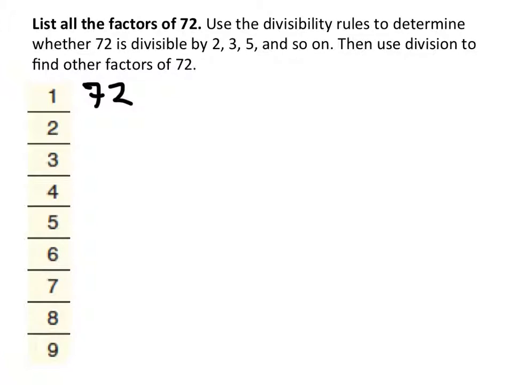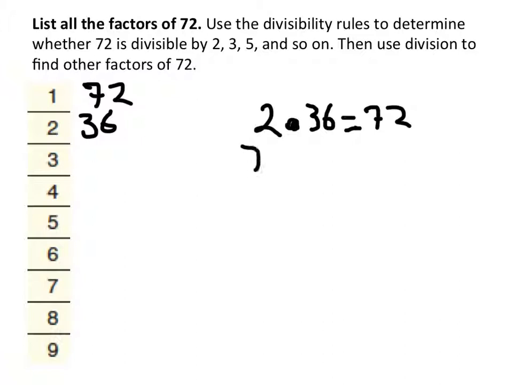Then we look at 2, and we know over here to the side that there is a 2 in the ones digit, so 2 times something is equal to 72, and we can solve this using steps in solving the equation. Divide both sides by 2. That leaves us with 36. So 36 is one of them.